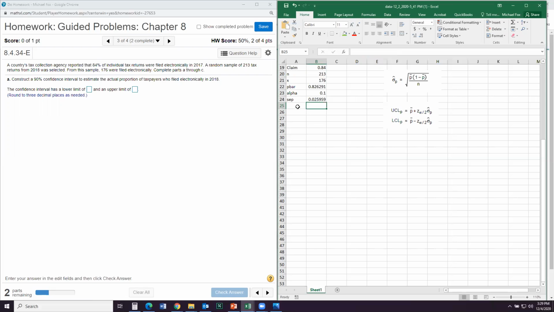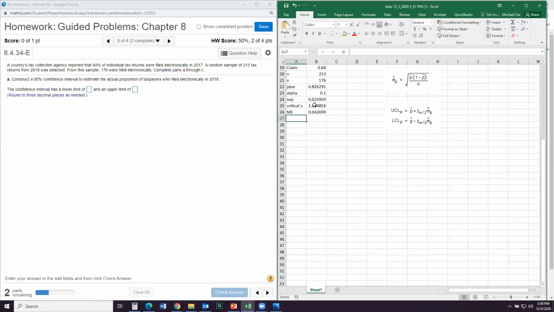And then we're going to need our critical z. The critical z-score is just the z-score of alpha divided by 2. So to find that, I take the absolute value of norm.s.inv of alpha divided by 2. That's my critical z-score. So my margin of error then is just going to be my standard error of the proportion times my critical z.